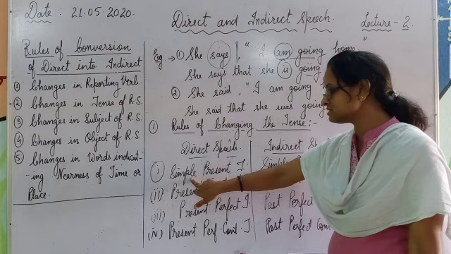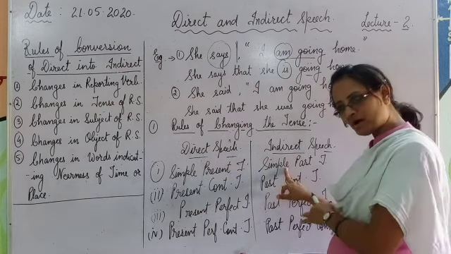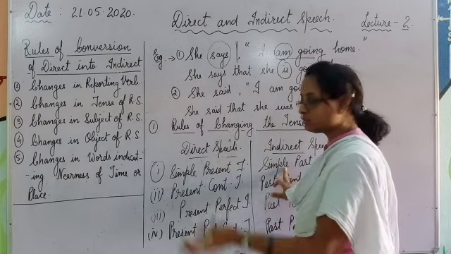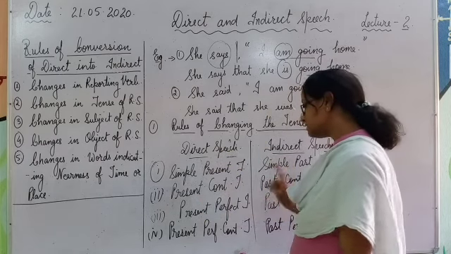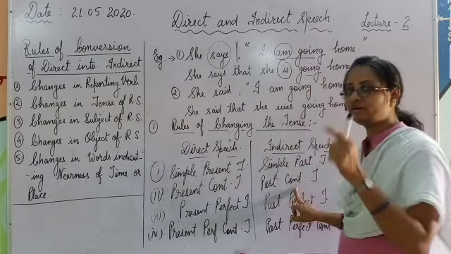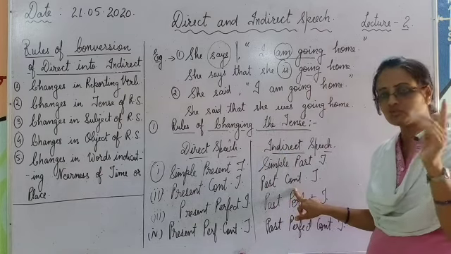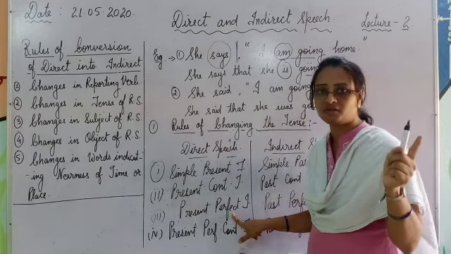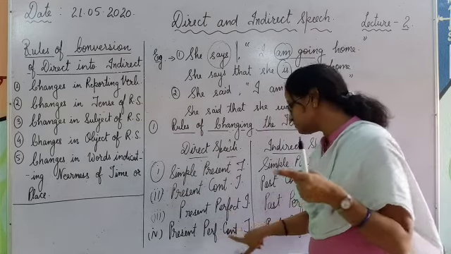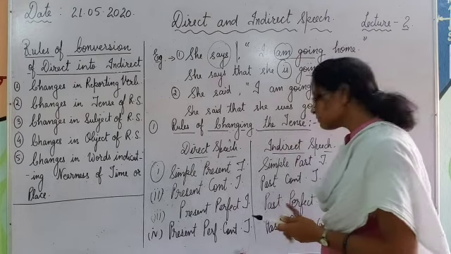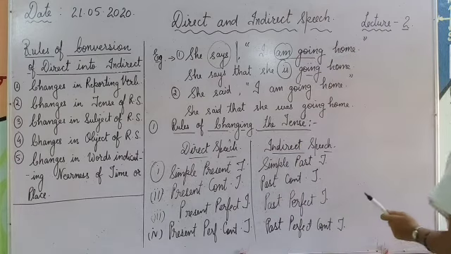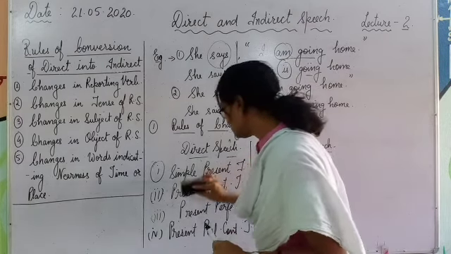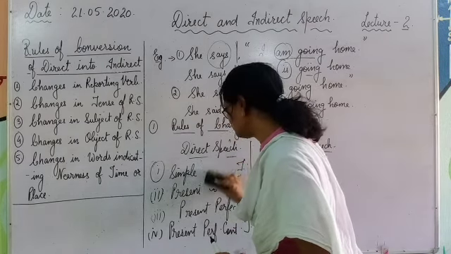Respective means if it is simple present, it will change into simple past. It doesn't mean that for simple present you can change to any past tense. No. Present continuous will change into the respective past continuous only. Only continuous of the past. Present perfect will take only past perfect in the indirect, and present perfect continuous will be changed into past perfect continuous. Now you may ask, what about the past tense, ma'am? So that also I'll brief you.